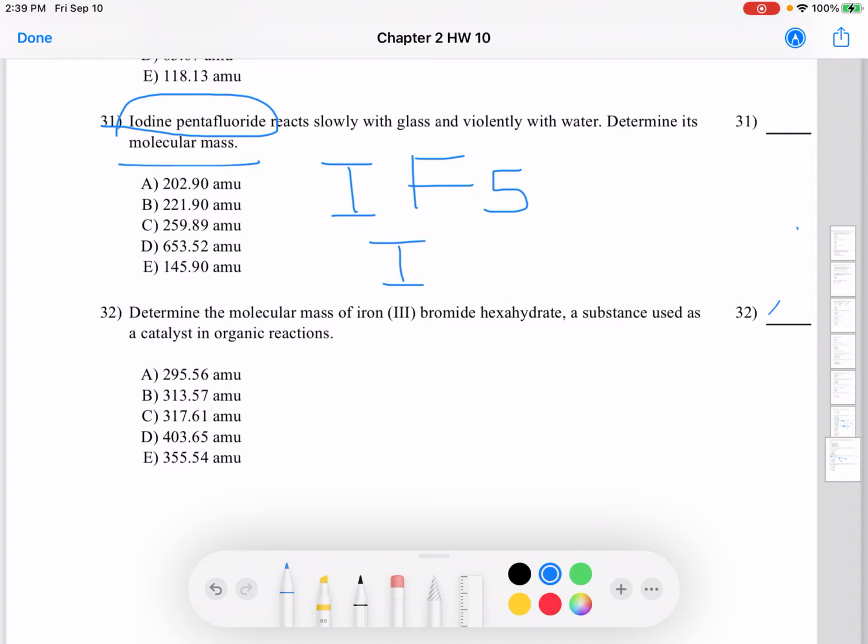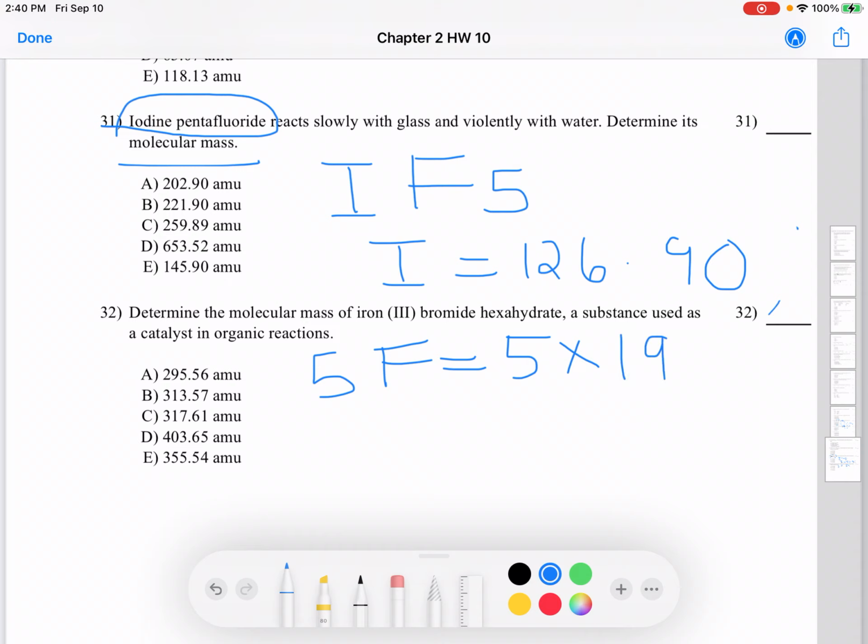Molecular mass. You find the molar mass of iodine from the periodic table, I think 126.90. And then the fluoride, there are 5 fluorides. So 5 times fluoride is 18.998, so 19. And then you add these together. That will give you the molecular mass of iodine pentafluoride. And then determine the molecular mass of iron 3 bromide hexahydrate.